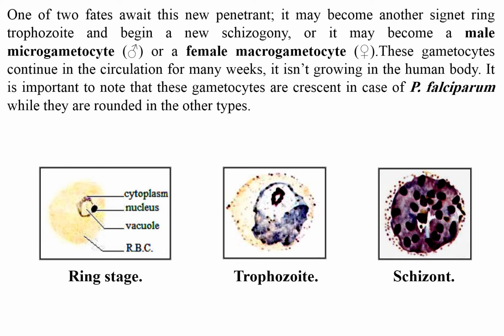These gametocytes continue in the circulation for many weeks. It isn't growing in the human body. It's important to note that these gametocytes are crescent-shaped in the case of Plasmodium falciparum, while they are rounded in the other types. Look at these pictures. The ring stage, signet ring stage, the amoeboid shaped trophozoite, and the last figure, the schizont.